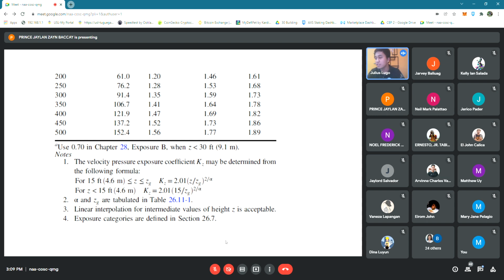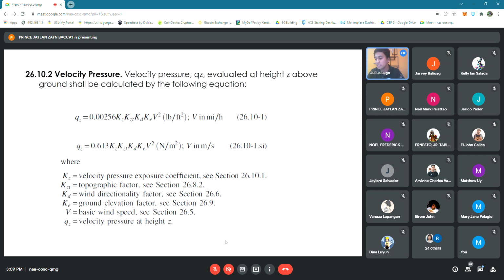Next thing is the velocity pressure. Next slide, please. Okay. We are about to finish, guys. Don't worry. We're about to finish. Just a few more slides. I think there are 66 slides, and I don't know which slide we're on.